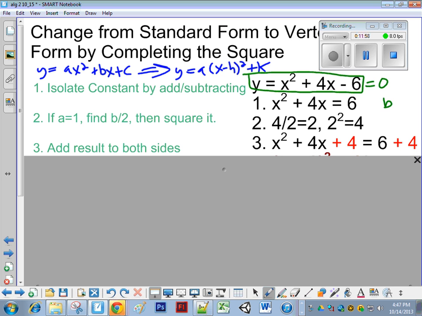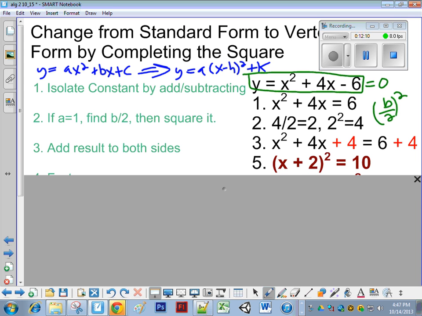My third step, just like before, whatever I find, I'm going to add that, b over 2 squared. In this case, it's 4. I'm adding 4 to both sides. Same number I got here. Now I should be able to factor this because I have 4 going to 4, aka 2 and 2. x plus 2 quantity squared equals 10.